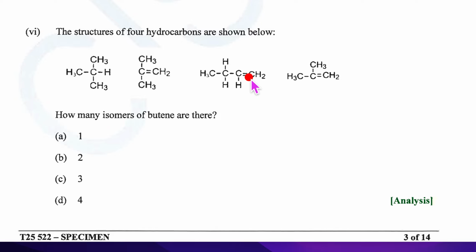Now can you see over here? This is 1, 2, 3, 4, and this is normal butene. Now this one over here, this and this, isn't it the same? Tell me. First carbon has double bond, second carbon has methyl group. First carbon has double bond, second carbon has methyl group, and this we can bring it up here. It becomes exactly the same. So there are 2 isomers.